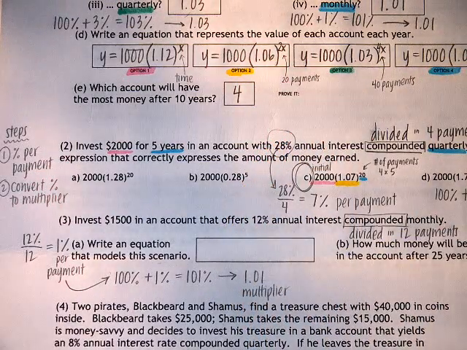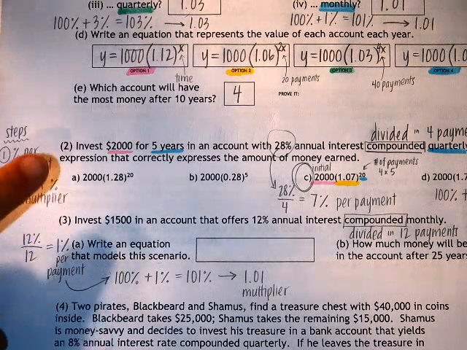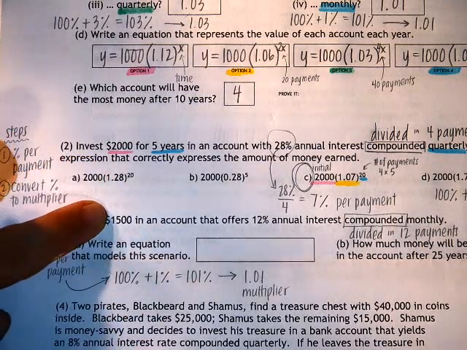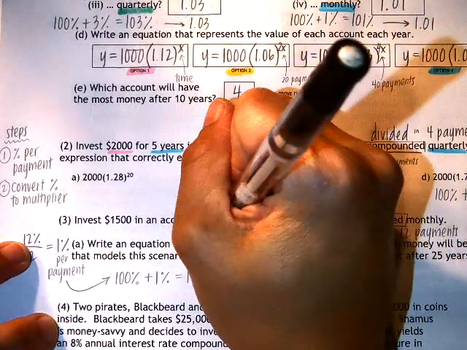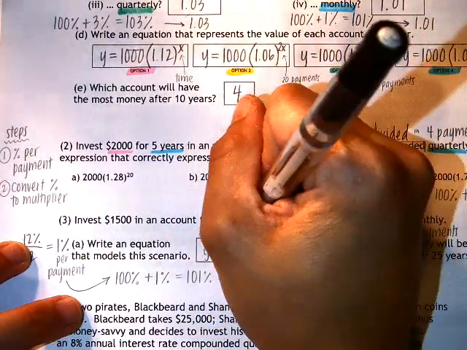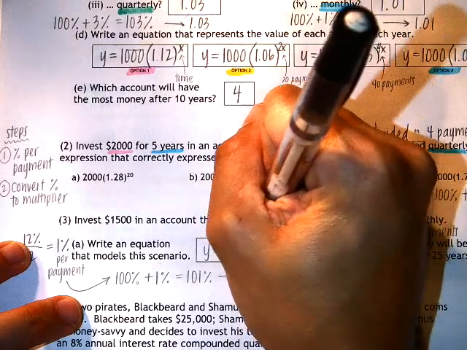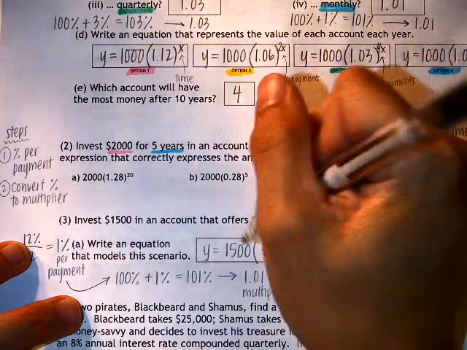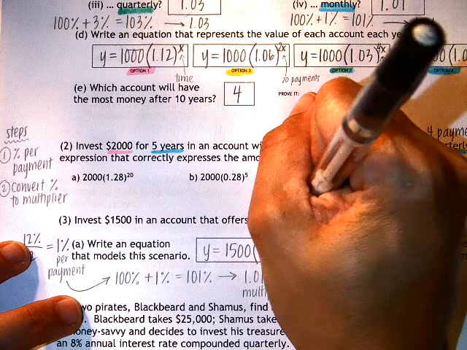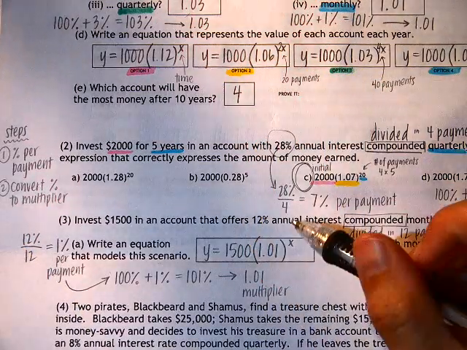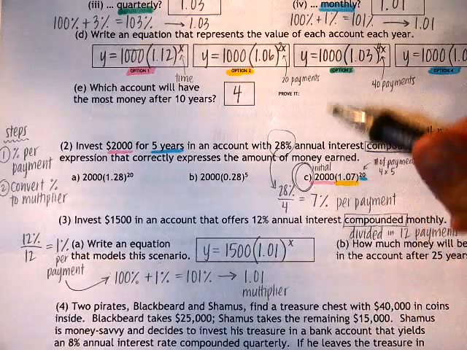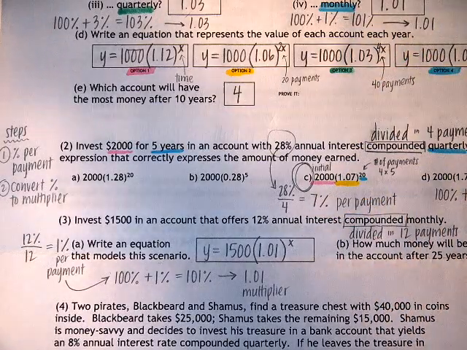Now I have enough information to build my equation, because they gave me the initial value in the original question, and now I know the multiplier. So I can build my equation as y equals 1,500 initially times 1.01 to the power of x. Now, if you want to, you can put a number next to x to remind you about how many payments there are going to be.